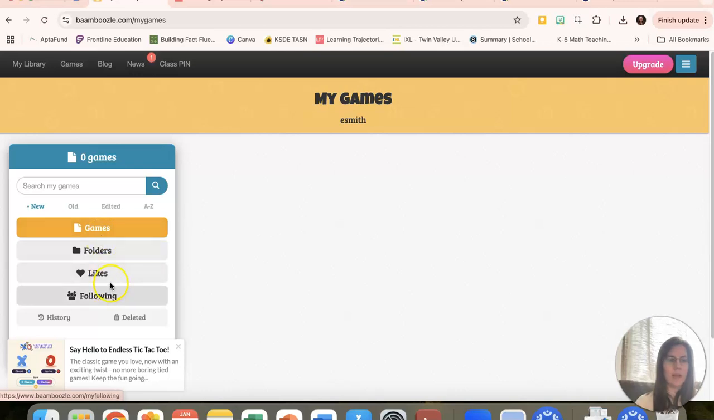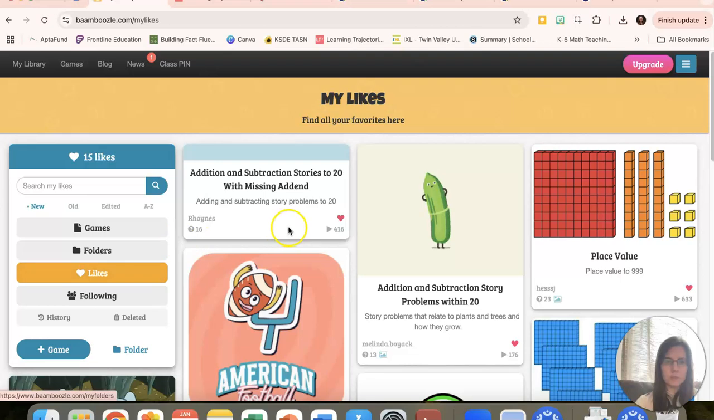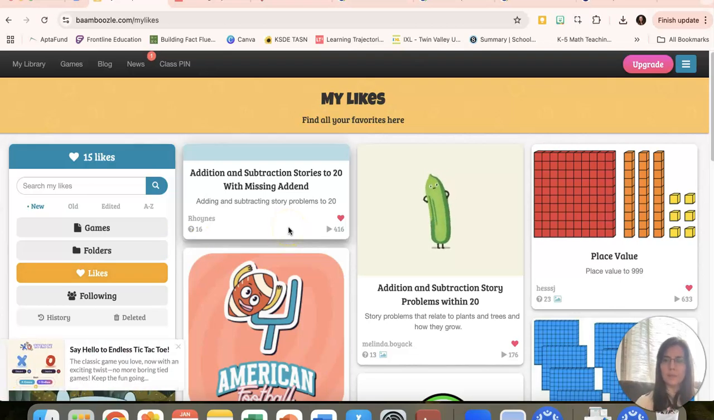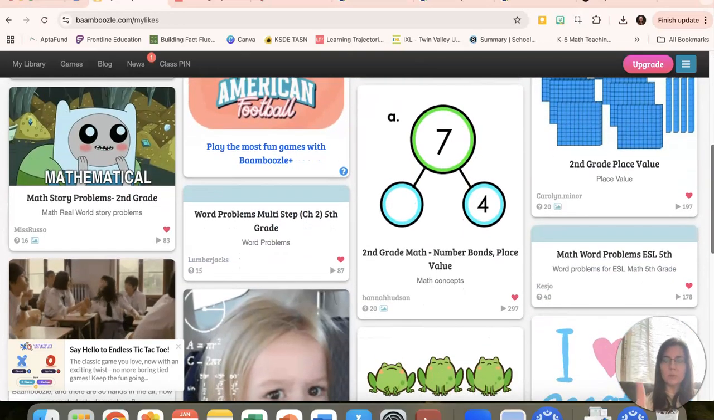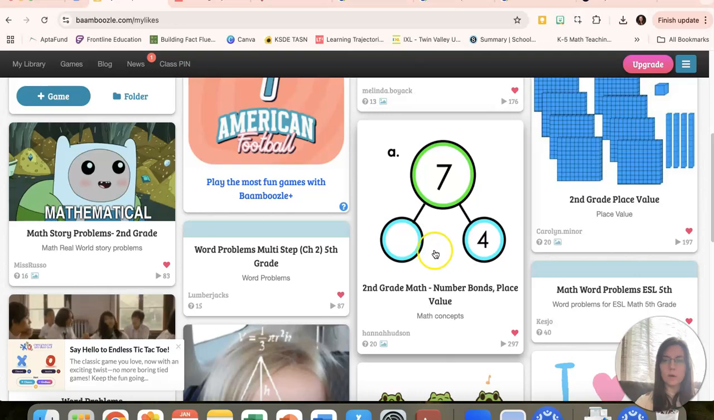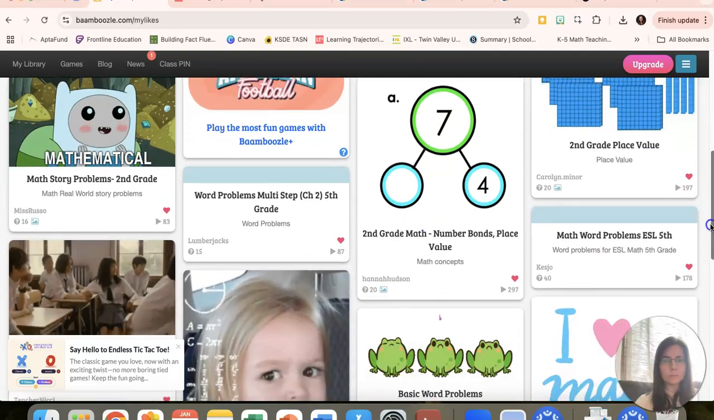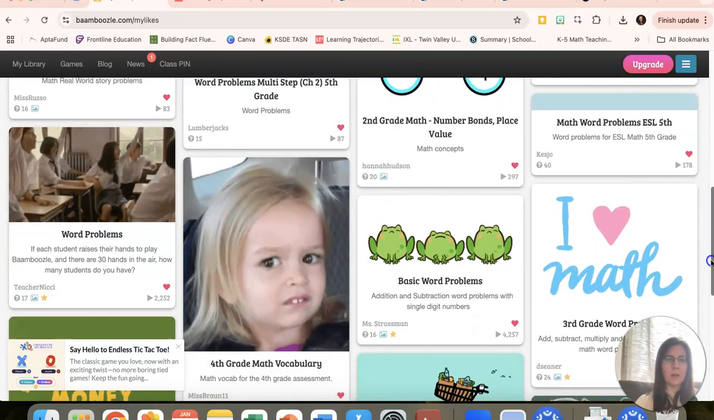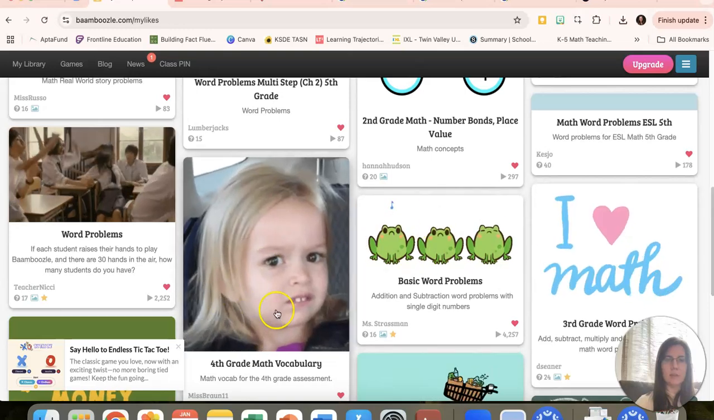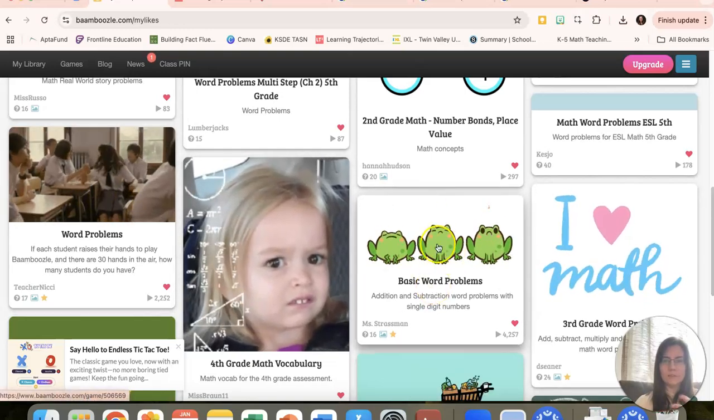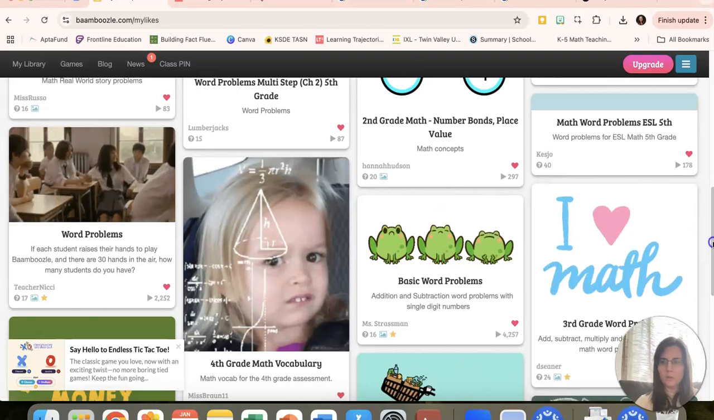This is one that I have gone into and played around a little bit. I actually favorited a few that I thought, based on where my students are at, I could pick up and use right away. My students really struggle with word problems, so I tried to find some word problems and some place value games we could play. I even have one here for number bonds. The thing I like about these is the little images and the GIFs that are part of this.